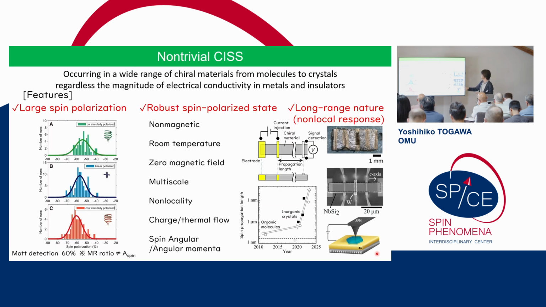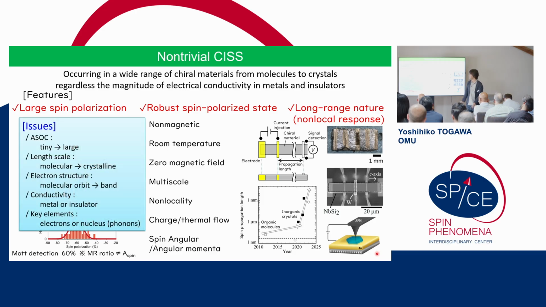Okay, so this is a summary of what we observed in the CISS phenomena. As Long demonstrated, it shows a really large spin polarization, particularly for chiral molecules. We can see a very robust spin polarized state in any kind of material, and it also shows a long-range nature. But there are many unsolved issues we should work on much harder to reveal the mystery of CISS.